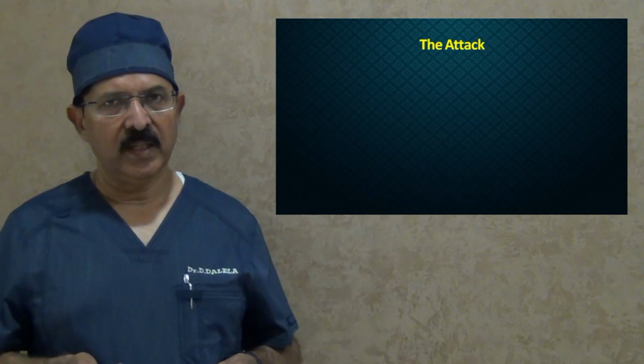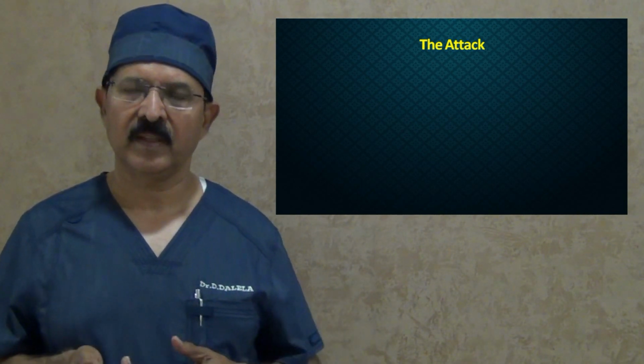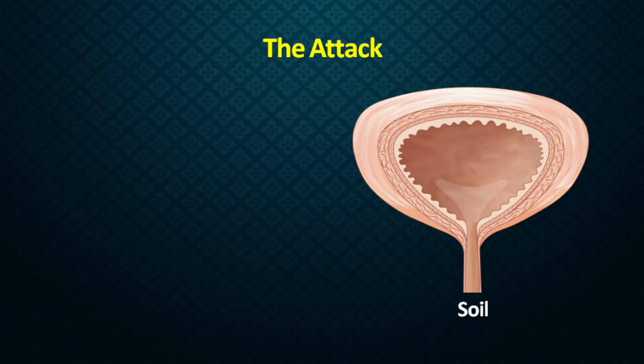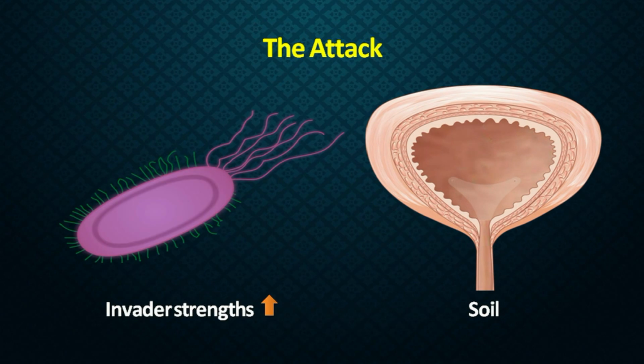So if you take urinary tract infection as an attack, that means the bladder is kind of a soil, and you get a bacteria as an invader who is attacking the urinary bladder. So there is an interplay between the invader and the soil. When the invader is stronger, more pathogenic, it is likely to incite infection inside the urinary bladder.